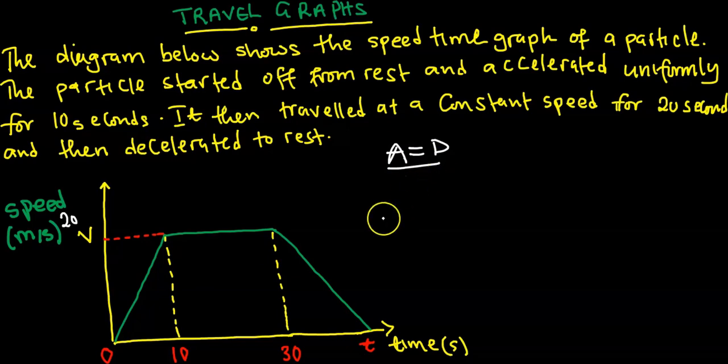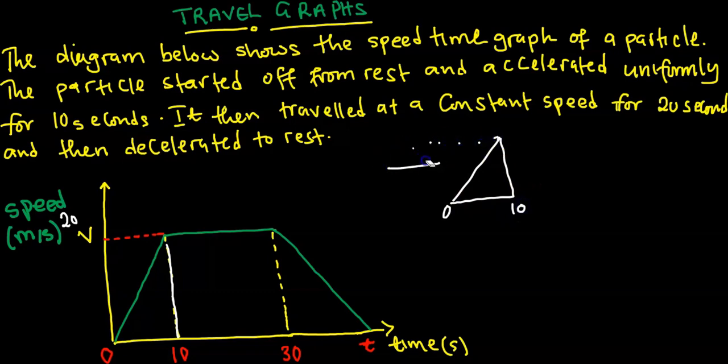Since we are told the first 10 seconds, we are going to find the area in the first 10 seconds. How do we do it? We are going to find the area of the shape formed. And what is the shape formed? If we look at it, it is a triangle like this. That is the first 10 seconds. Here is 0, here is 10. And here, the velocity that we've just calculated is 20, so this part is 20.